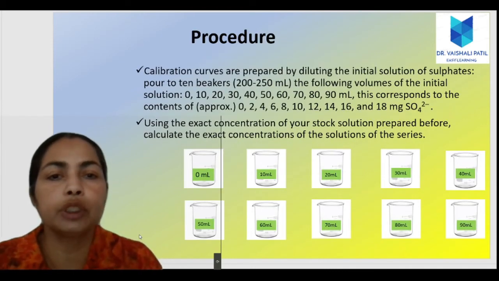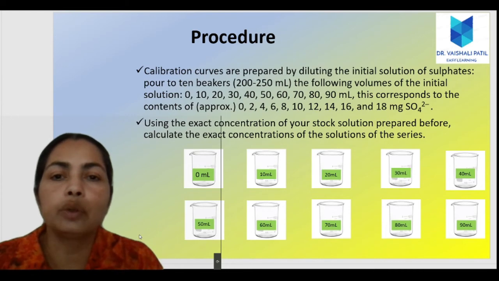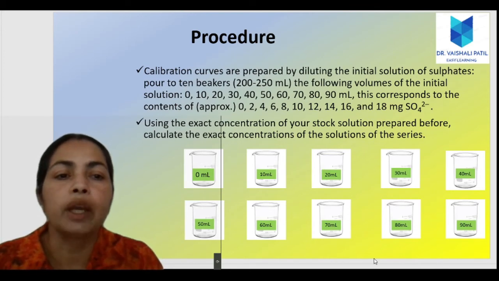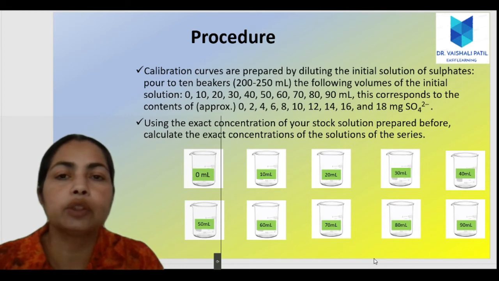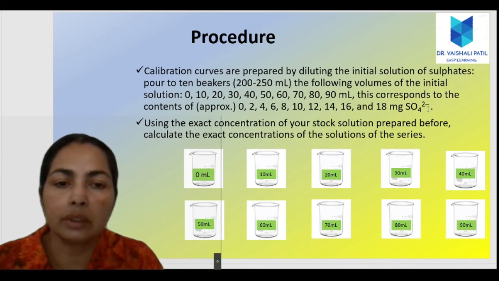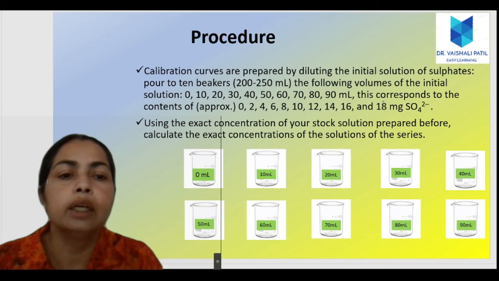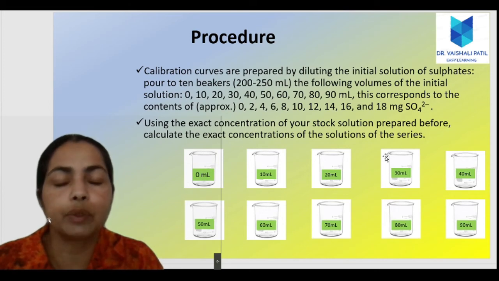So the experimental procedure first includes taking 10 beakers of 200 or 250 ml capacity. We will label them, as you can see here, and in each beaker we will take 0, 10 ml, 20, 30, 40, 50, 60 ml of the standard solution, and it is going to contain 0 to 4, 6, 8 milligram quantity of sulfate ions.